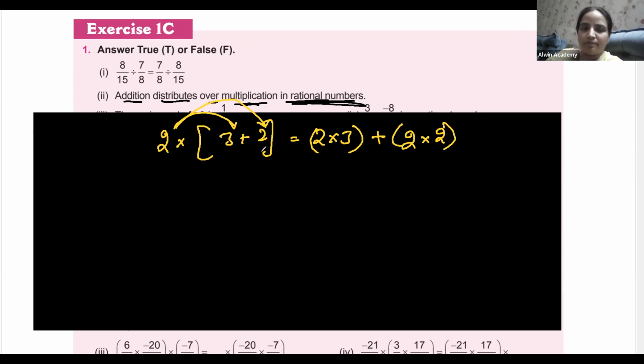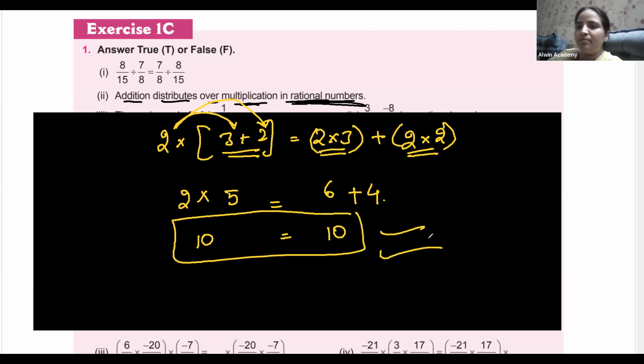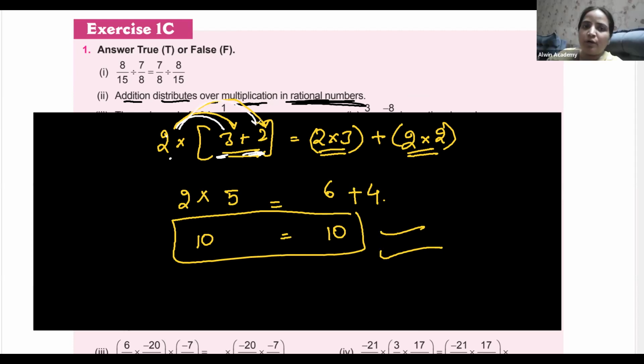Right, bache, or not? Yes, ma'am. So let's check if the answer is the same. 3 plus 2 is 5. 5 times 2 is 10. Right? 3 times 2 is 6, plus 2 times 2 is 4. So 6 plus 4 is 10. Both are the same. The answer is the same. That means we can distribute the multiplication over addition.